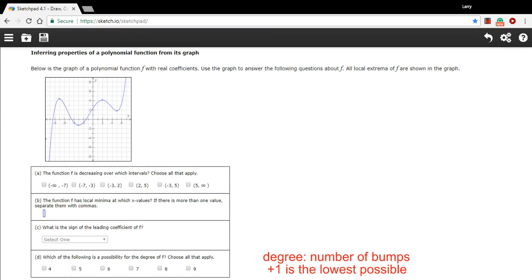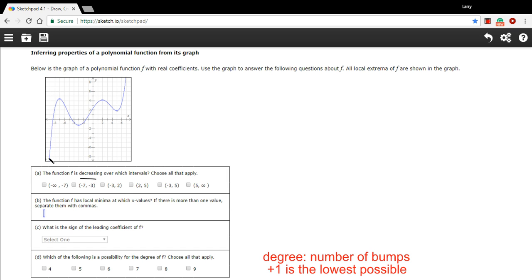In this problem, we're being given the graph of a function, and then we're being asked to determine all sorts of information about it. And the first couple of these are not too tough. We'll go through these one by one, and I'll show you the methods for each. A here says the function is decreasing over which intervals.